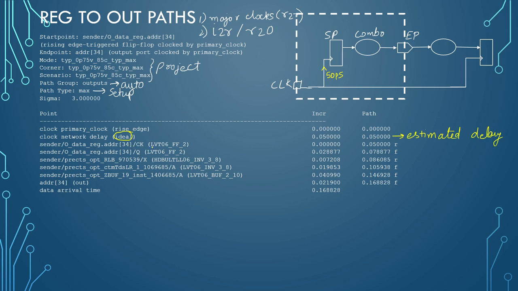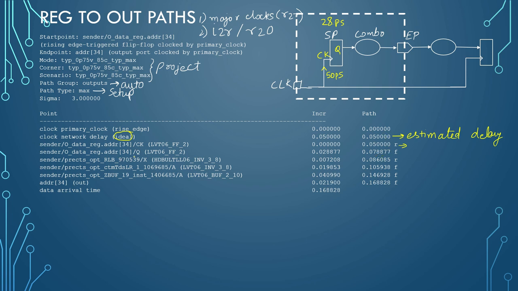So if it reaches the clock pin of this flip-flop, the total data path delay till now is 50 ps, this one. And after that comes the Q pin. So this is the CK pin of the flip-flop. And if you see sender slash o data reg slash Q pin, so the Q pin is this pin, and the delay is increased by 28 ps. The increment is 28 ps. That means the clock to Q delay, or the cell delay of this, is approximately 28 ps. And the total delay will be in this column, that is 78 ps so far.